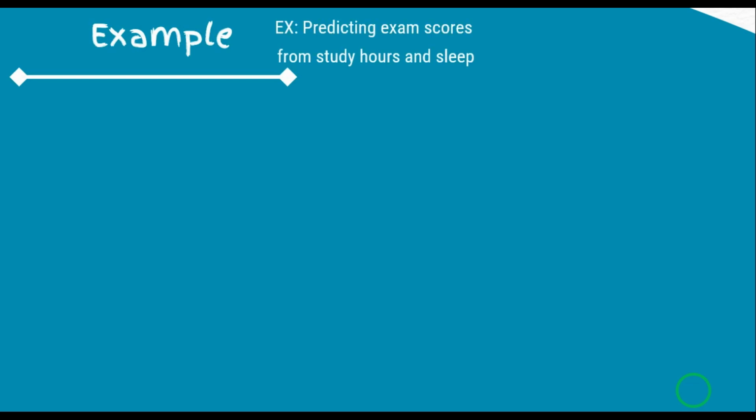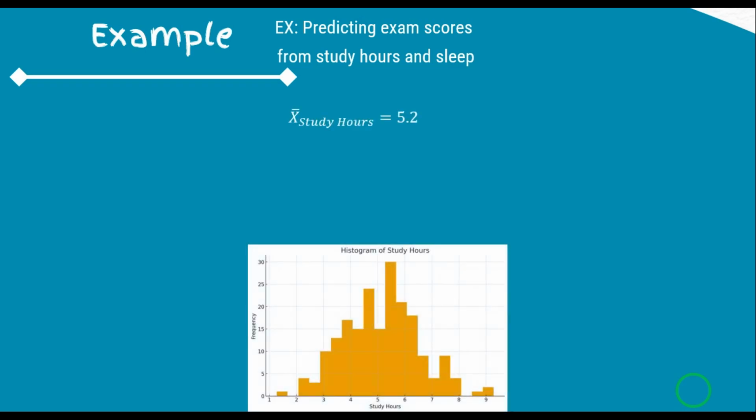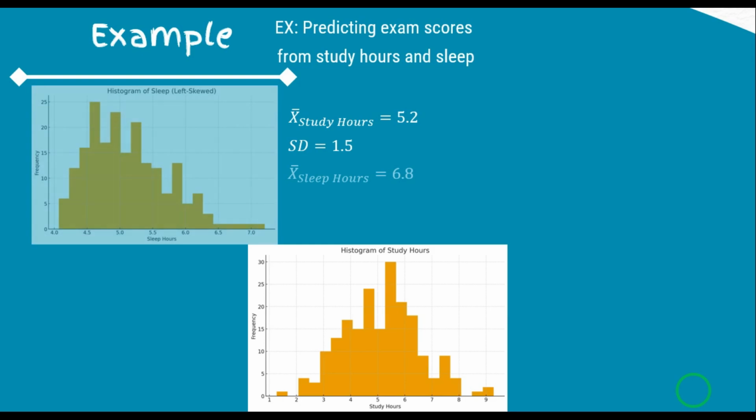Imagine you're predicting exam scores using study hours and sleep quality. Before running a regression or neural net, you calculate descriptive stats. Mean study hours equals 5.2, standard deviation equals 1.5, which means students vary a lot in effort. And mean sleep quality equals 6.8 hours. And exam scores range from 40 to 95.